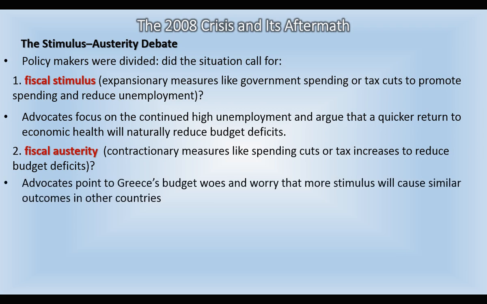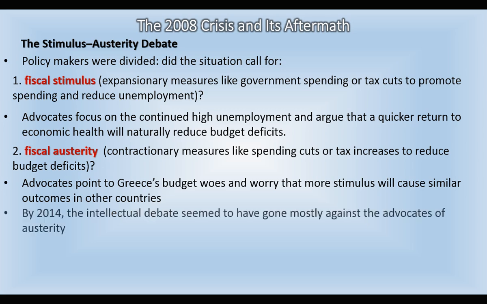So advocates pointed to Greece's budget woes and worry that more stimulus will cause similar outcomes in other countries. So in Greece, they felt that because there was so much public spending on behalf of the government, providing them fiscal stimulus is just going to give them an excuse to spend more and put them further into a hole. And so the advocates believe that they should cut their spending and that would be the better approach. So by 2014, the intellectual debate seemed to have gone mostly against the advocates of austerity.